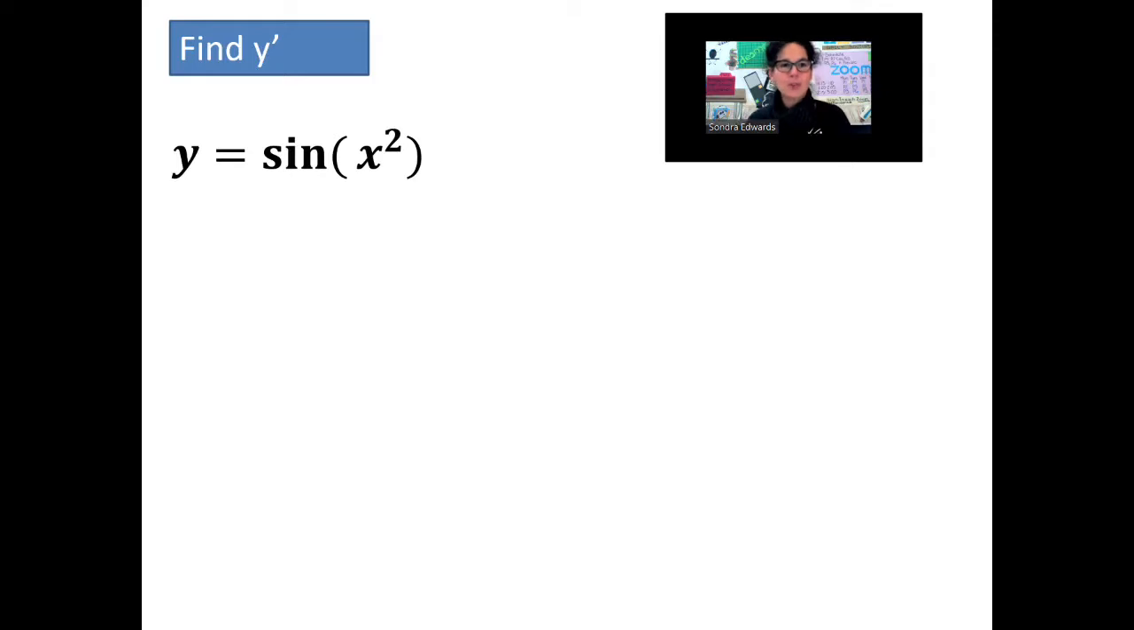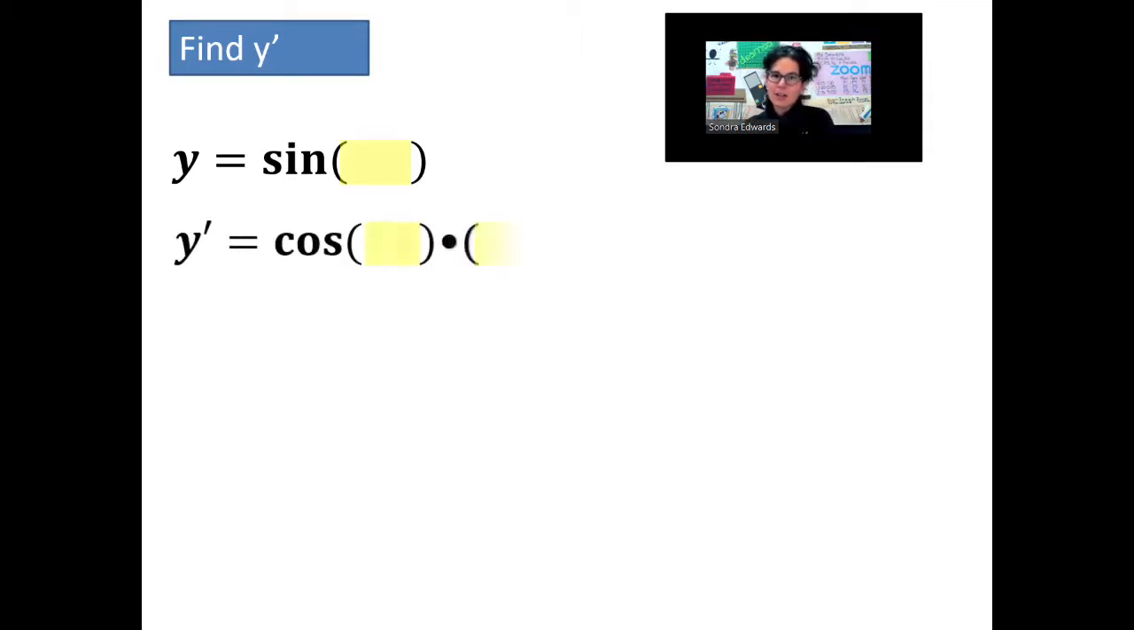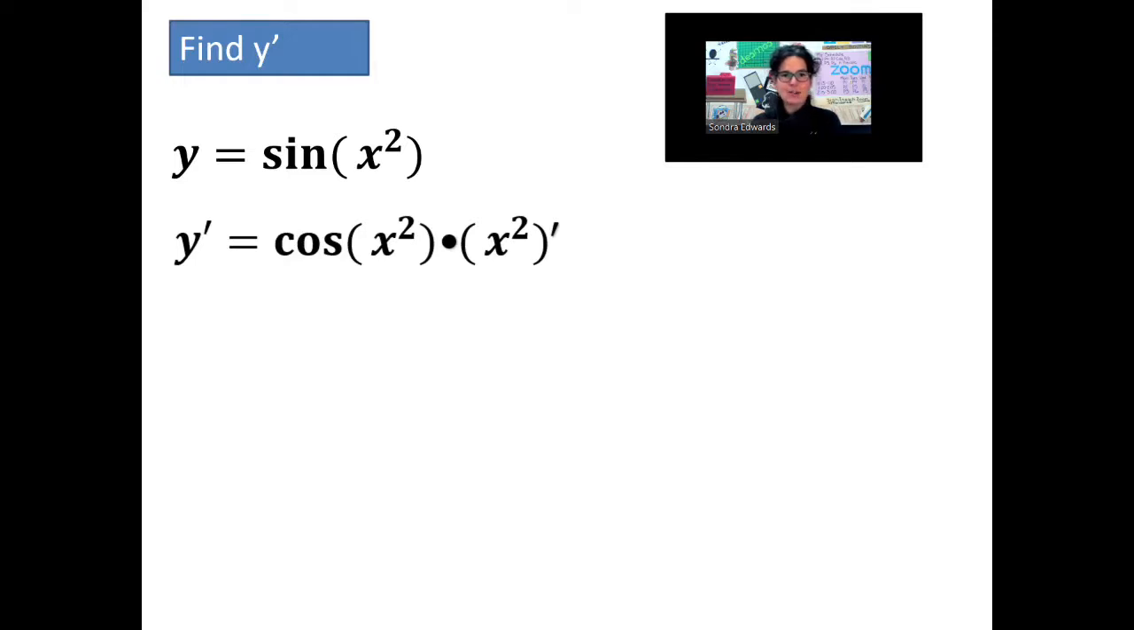Let's try another one. If you were just finding the derivative of sine of x, the answer would be cosine of x. But we don't have just sine of x, we have sine of ugly, something more than plain x. So I'm going to call that ugly out, and I'm going to have the derivative. So derivative of sine of ugly is cosine ugly, but chain on the derivative of ugly. Okay, so I'm just changing those back to x squareds.